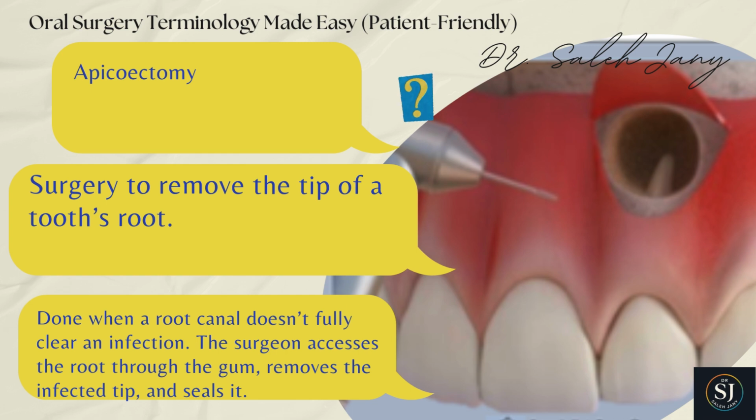Apicectomy. What it means: surgery to remove the tip of a tooth's root. Explanation: done when a root canal doesn't fully clear an infection. The surgeon accesses the root through the gum, removes the infected tip, and seals it.